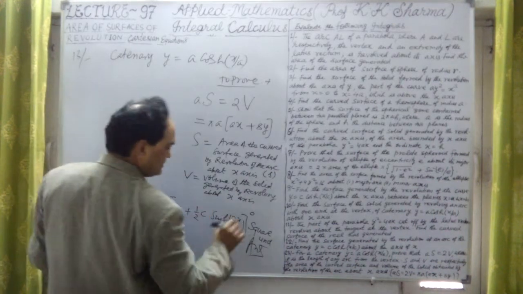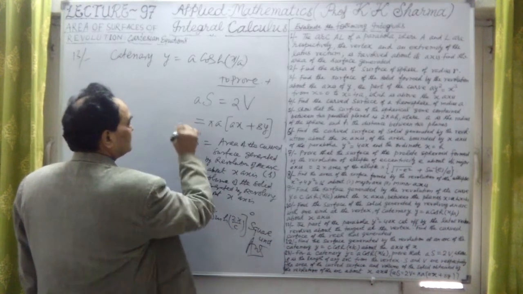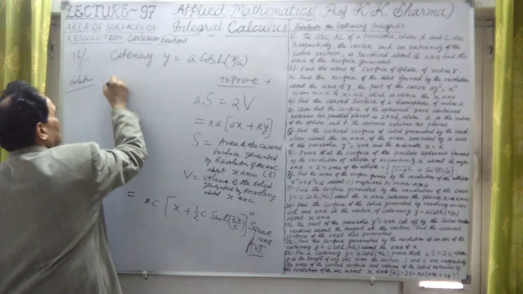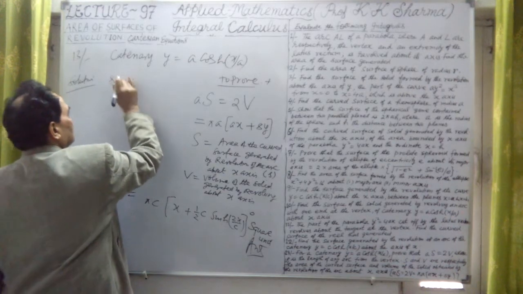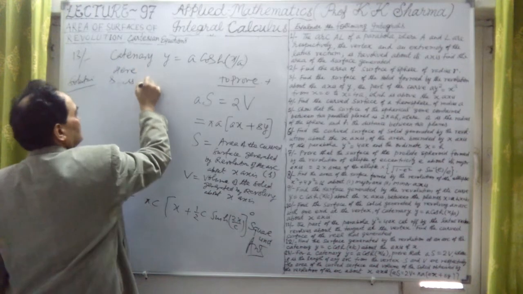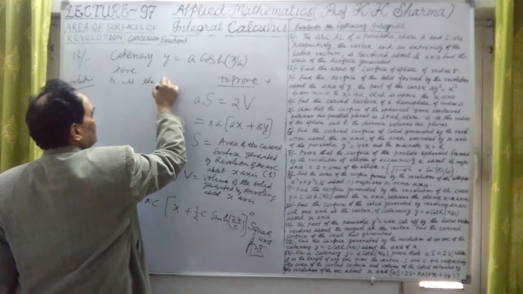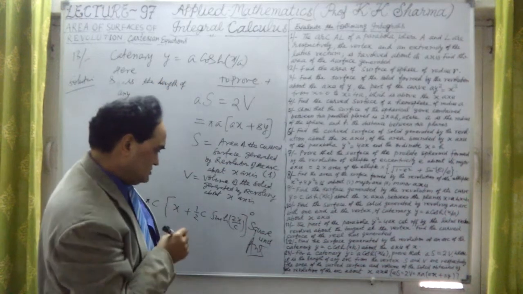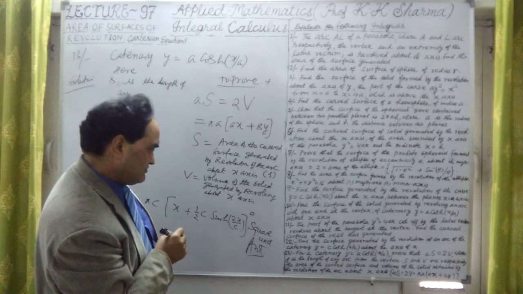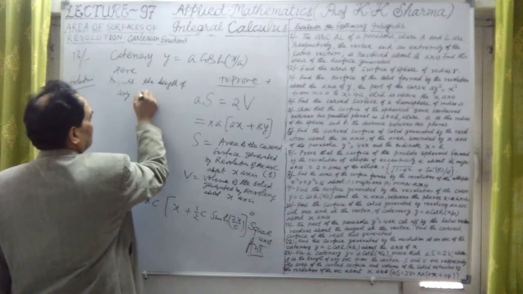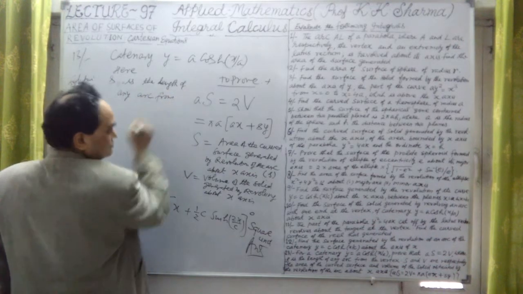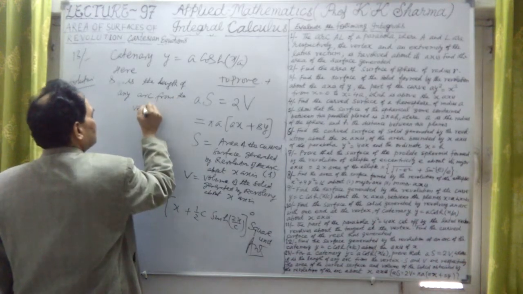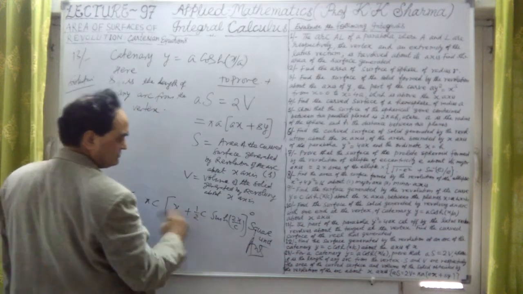Small s is the length of any arc. Solution we are calculating. Here small s is the length of any arc, of an arc, from the vertex. That we have just taken as small s here.